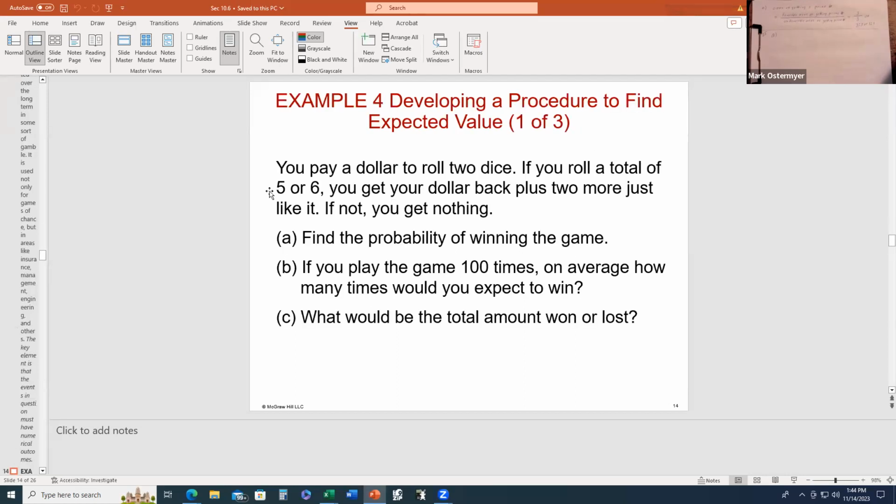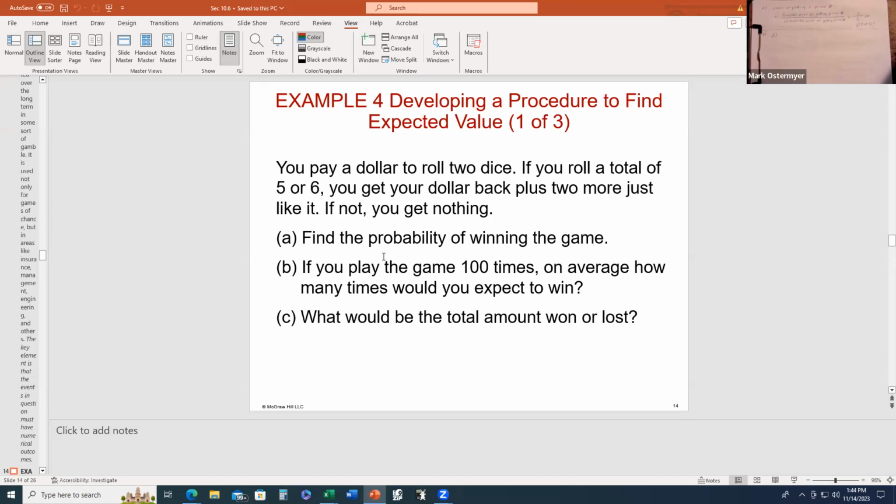All right. Suppose we play a game. We pay $1 to roll 2 dice. If you roll a total of 5 or a 6, you get your $1 back plus 2 more just like it. If not, you get nothing. Find the probability of winning the game.